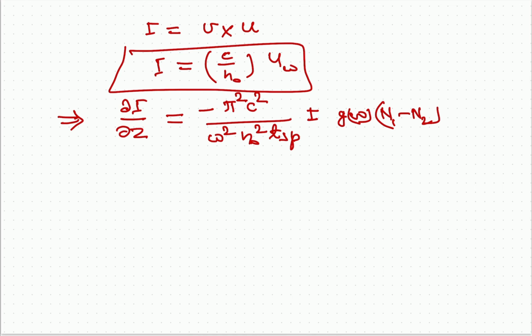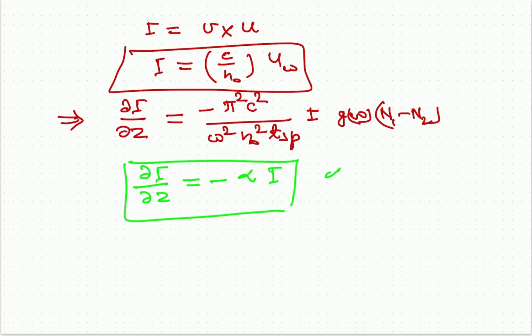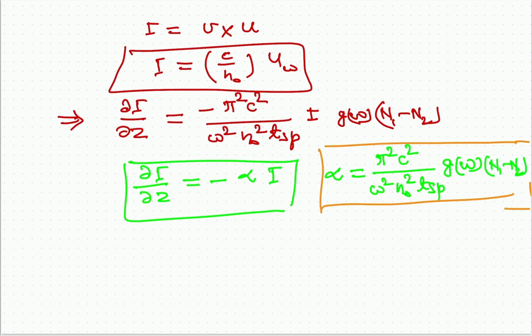And since all this is constant, therefore this ∂I/∂z can be written as equal to minus α into I, where α is equal to π²c² by ω² n0² T_sp into g(ω)(n1 − n2), known as the amplification factor of the medium, where ω is the frequency of the incident radiation.